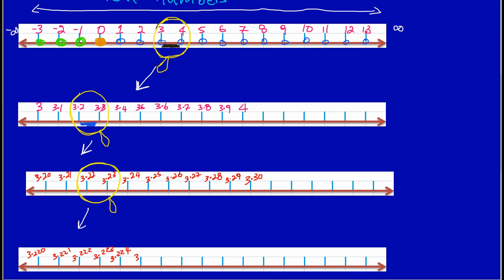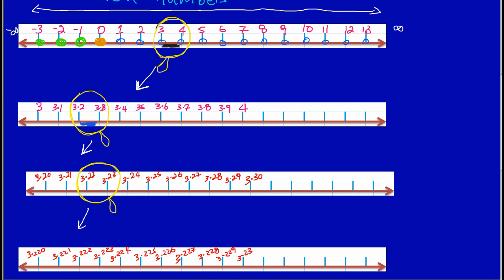3.224, then 3.225, then 3.226, then 3.227, then 3.228, then 3.229, then 3.23. Okay, and if you notice, I have a 3.23 here where I would stop. So you should get the general idea now. And remember, it is this region that I've just blown up on my number line.